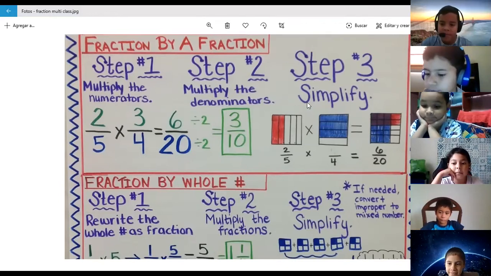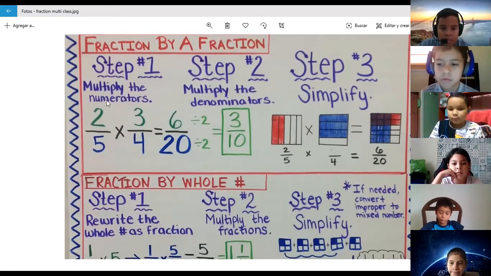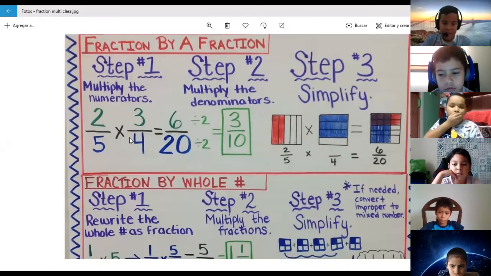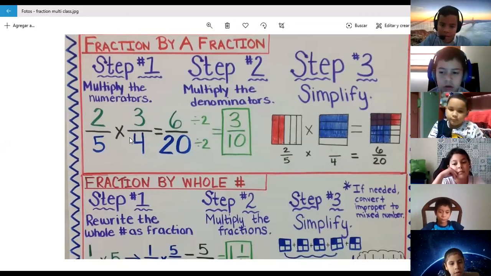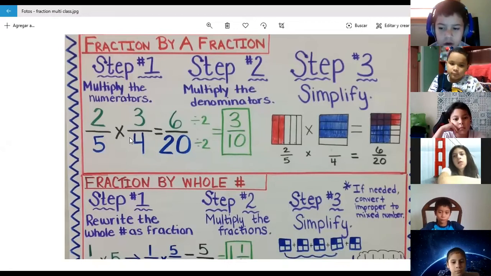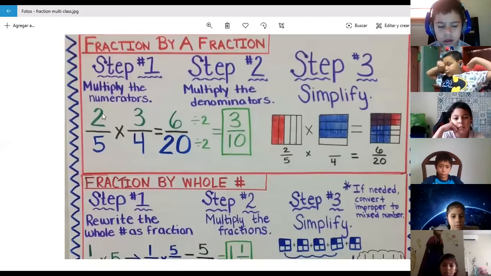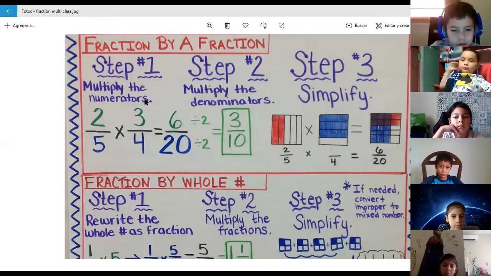Yes, teacher. Okay, we can see in the first case, fraction by a fraction, that the first step is multiply the numerators. What are the numerators in the first multiplication of fractions? The numerators are the numbers of the fraction that is in the top. Exactly. What are these numbers in the first case? The 2 and the 3. In 2/5, en la fracción 2/5, the number 2 is the numerator. Yes. In the second one, what number? 3. Yes, number 3 is the numerator.